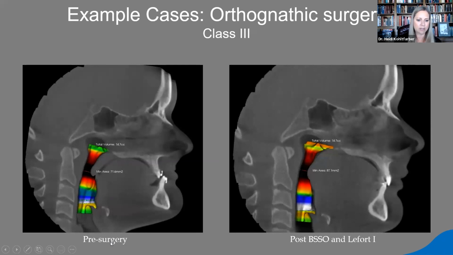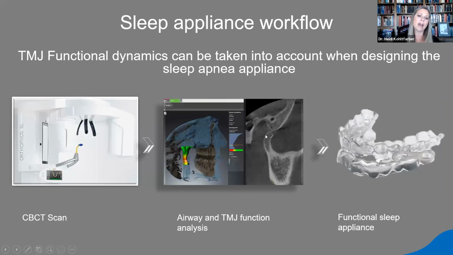Here's another case, pre-surgery and post-surgery with another class 3 patient. So they were able to have a little bit larger airway space, but again, we might want to look at some other things as well because it still would be considered a limited airway space. We have nice sleep appliances that we can provide. I like the ones that are the two-way adjustable because we can take the temporomandibular joints into account, which is very, very important.